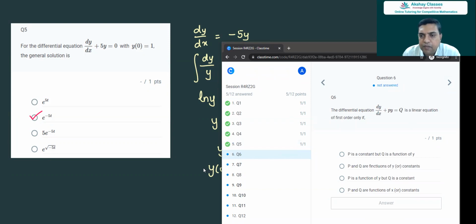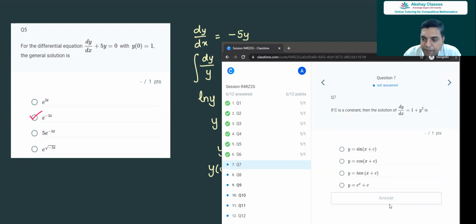Next, this is a direct question. The differential equation dy by dx plus py equal to q is a linear equation if p and q are functions of x alone or constants. So this is the correct answer. Okay, so you can understand questions simple on the concepts also come in GATE. Then again, this is a simple question. Most of you have done it right.